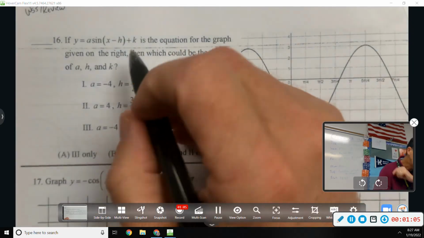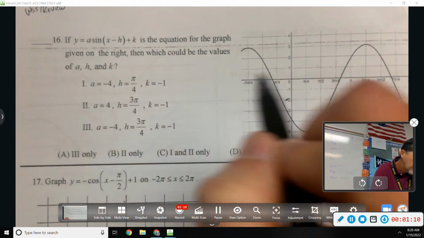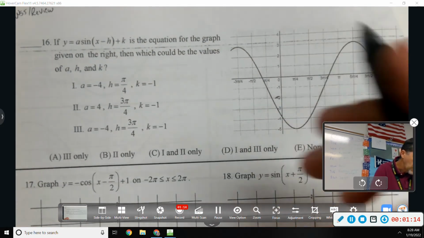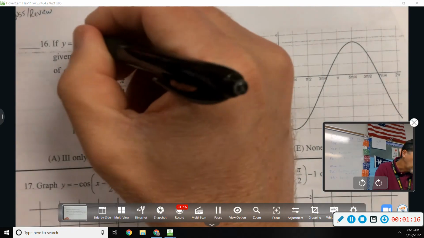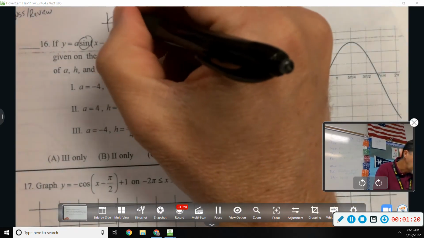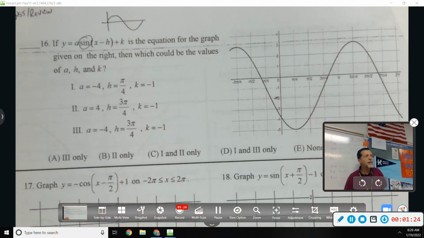If y equals a sine x minus h plus k is the equation for that graph, then what could be the values of a, h, and k? Okay, well, sine graph, before I even look at that graph, in my brain I'm thinking that's what a sine graph looks like. I need that parent function in my head when I see sine.